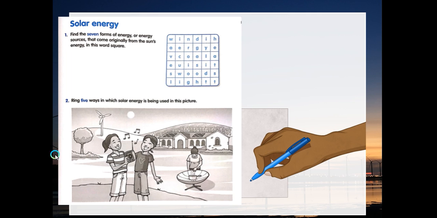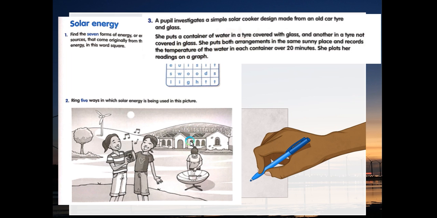All right. And number 2, you're going to put a circle around where solar energy is being used. Now, where is the solar? This is solar. This is the sun. So where is it used in the picture? Look at the top of this roof. Look at this. Look at the plant and this. All right. Those are the places it's being used in the picture.